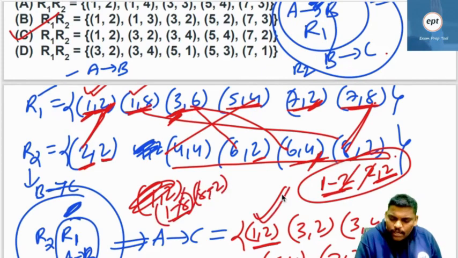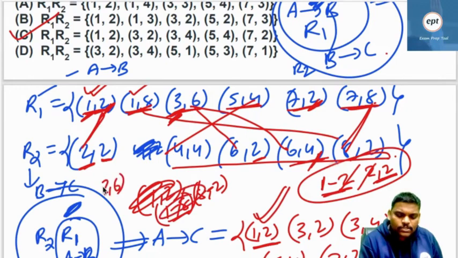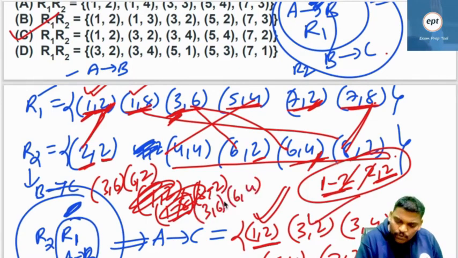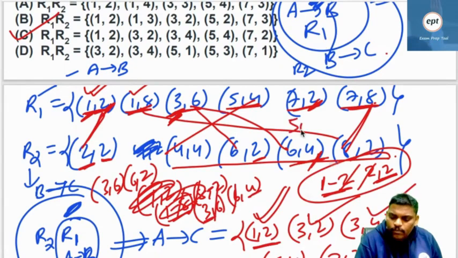1, 2 is already there. Like that, try 3, 6 also. In R1, 3, 6. In R2, starting with 6, anyone? Yes, 6, 2. So 6, 6 cancel, so 3, 2. Next one, in R1, 3, 6. In R2, starting with 6, one more person, 6, 4. 6, 6 cancel. Every possibility, how to cover, 3, 4. 3, 4 covered. Next one, in R1, 5, 4. In R2, starting with 4, anyone? 4, 4. 4, 4 cancel, so 5, 4.